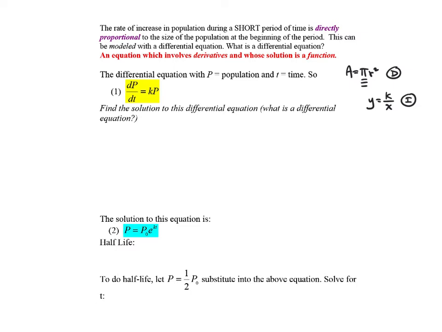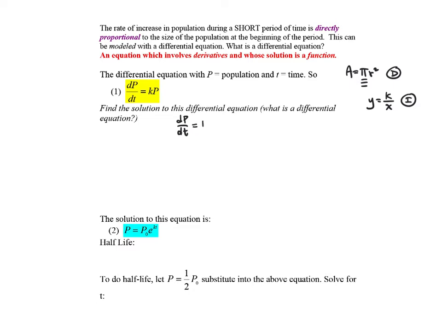I know that the change in population is directly proportional to the population at the beginning of the period. So dP/dt, the change in population is directly proportional, right? Directly proportional to the population at the beginning of the period. That's our setup for this differential equation. Okay, so let's separate our variables and integrate to find the solution to the differential equation.